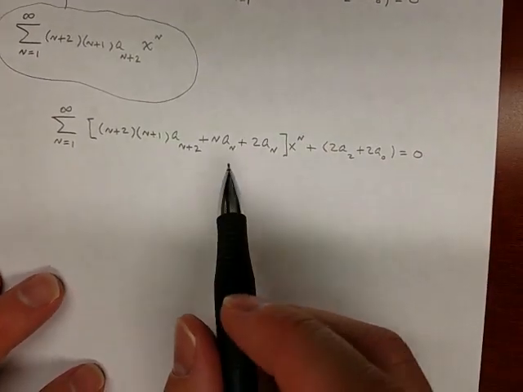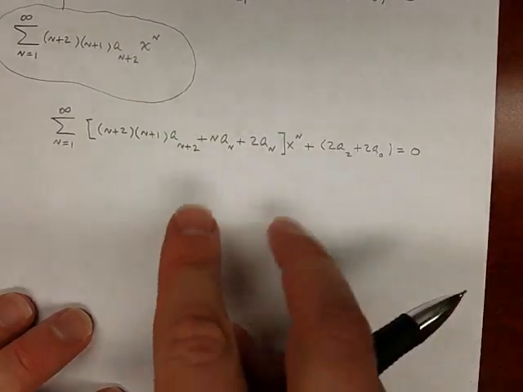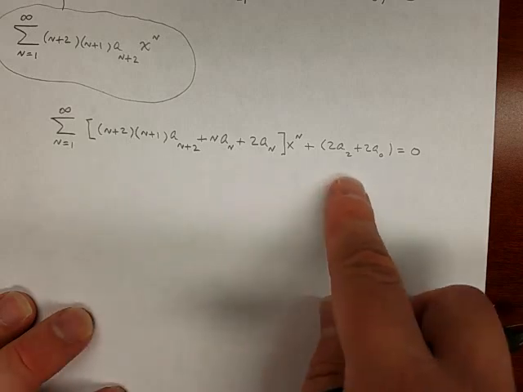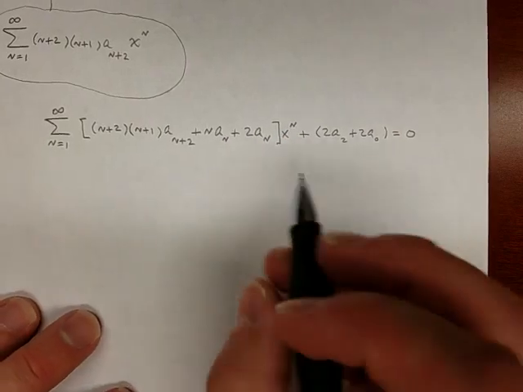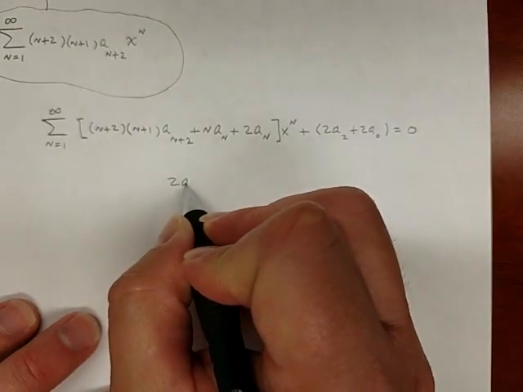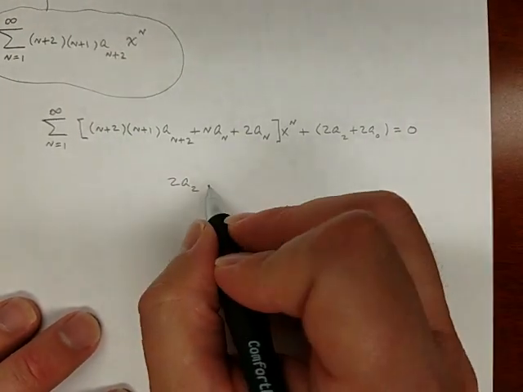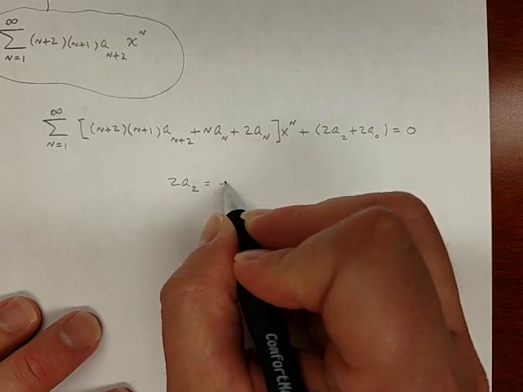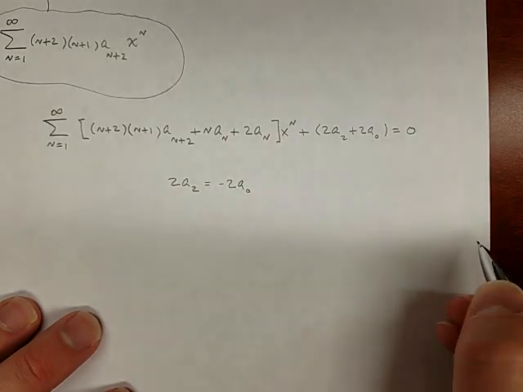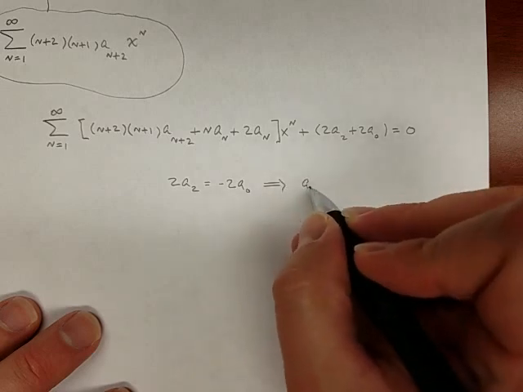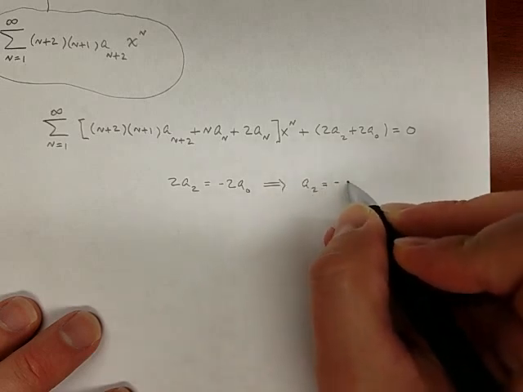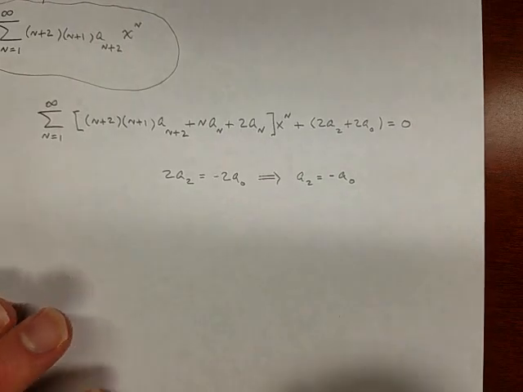Now let's see what we can say about that. I have a power series equal to 0. Every term is 0. So I could say this. I could say 2a2 is equal to negative 2a naught if I wanted to. Or it turns out a2 is the opposite of a naught.